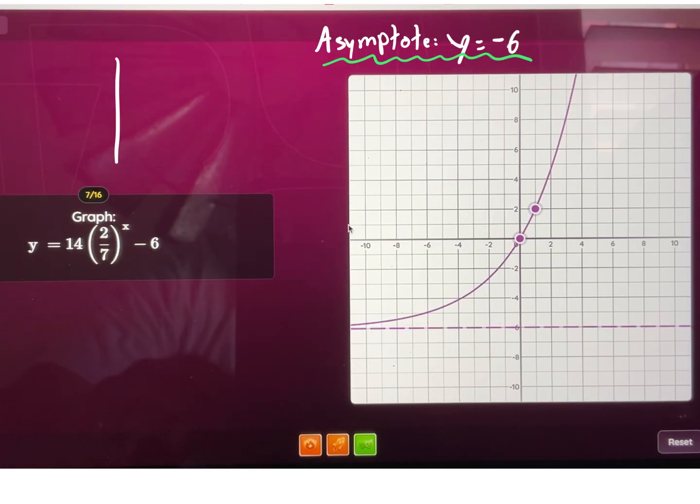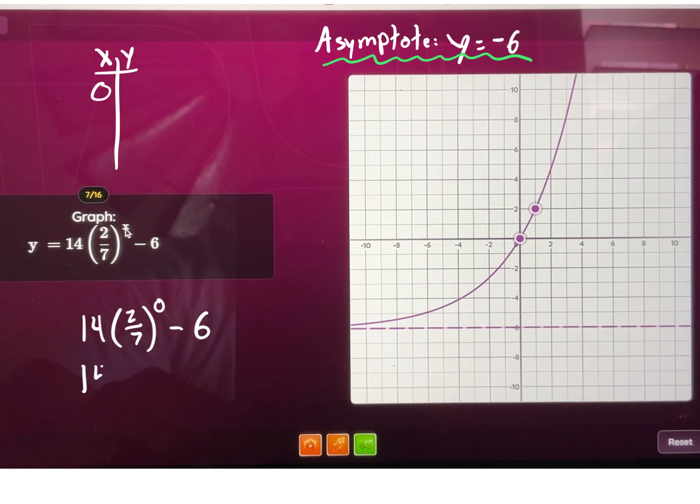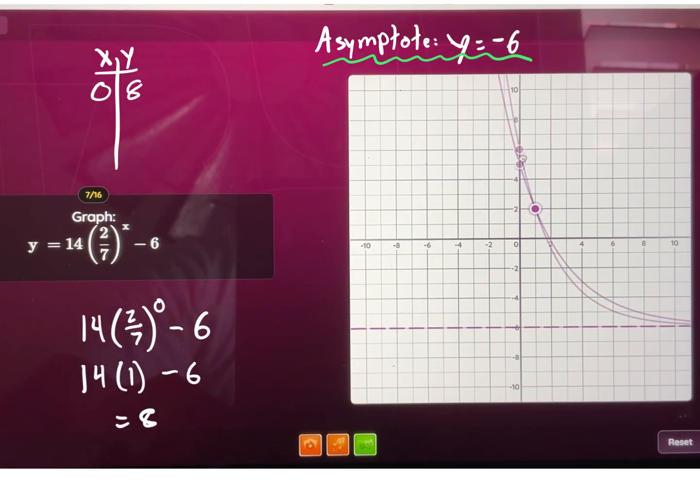So you could go ahead and make an XY table and plug in the number 0. So what would that be? That would be 14 times (2/7) to the power of 0, minus 6. You could type all that into a calculator and it'll give you your answer, or you could do it by hand. If you're doing it by hand, it's this simple. When you plug in a 0, that becomes 1. 14 times 1 is 14, and 14 take away 6 is 8. So when you plug in a 0, you get out an 8. So you go 0, 8, that's way up here.